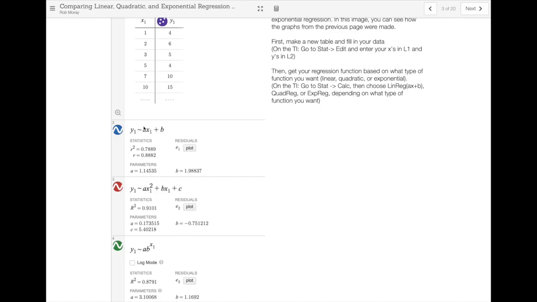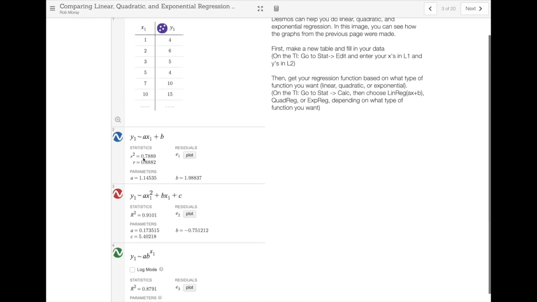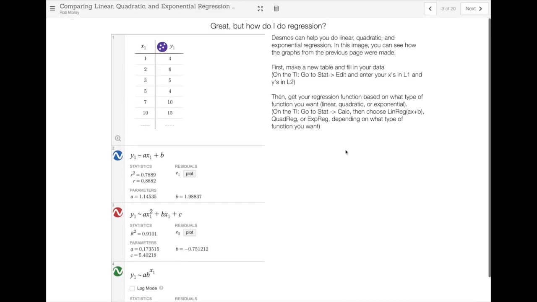And so when you indicate ax to the 1, what it does is it uses this x1 data, just like the calculator uses L1, and this y1 data, just like your calculator would do L2. And what it will tell you is the a and the b value that you would use to write the linear function. The same can be done with quadratic and exponential.